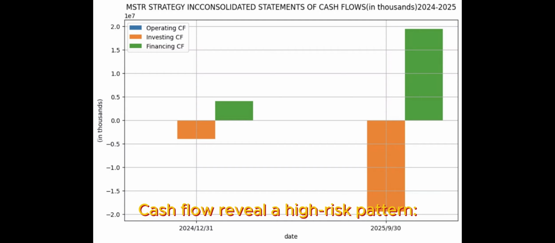Cash flow reveals a high-risk pattern. Operating cash flow is negative. The company relies entirely on $19.4 billion in external financing to fund an equal outflow in investment. This is a classic borrow-to-buy strategy.